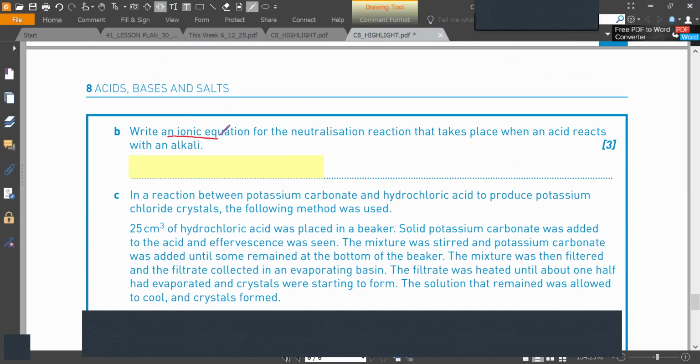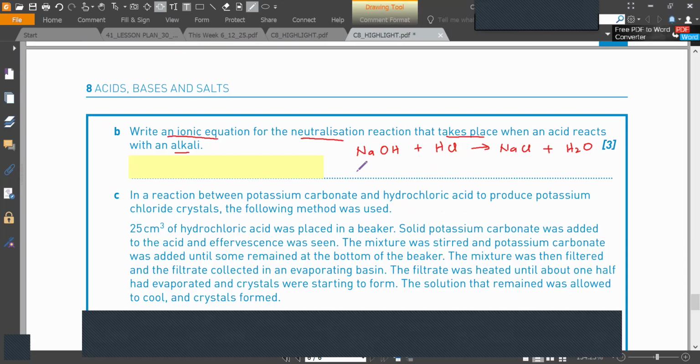Okay, write an ionic equation for the neutralization reaction that takes place when acid reacts with alkali. Okay, ionic equation. What does it mean by ionic equation? So for example, sodium hydroxide reacts with hydrochloric acid. It will form sodium chloride and water. So to write the ionic equation, we need to change everything to ions.